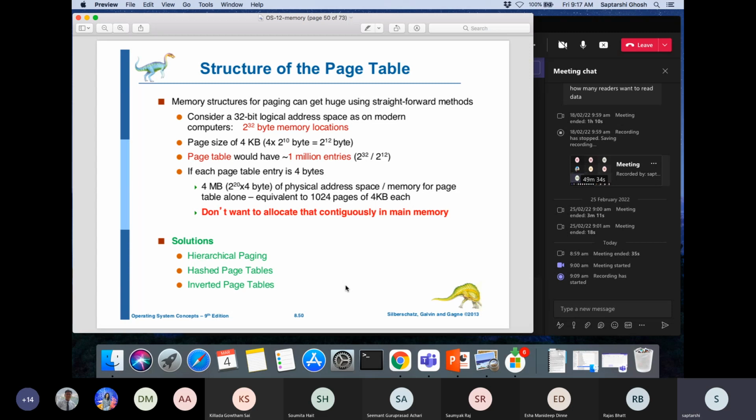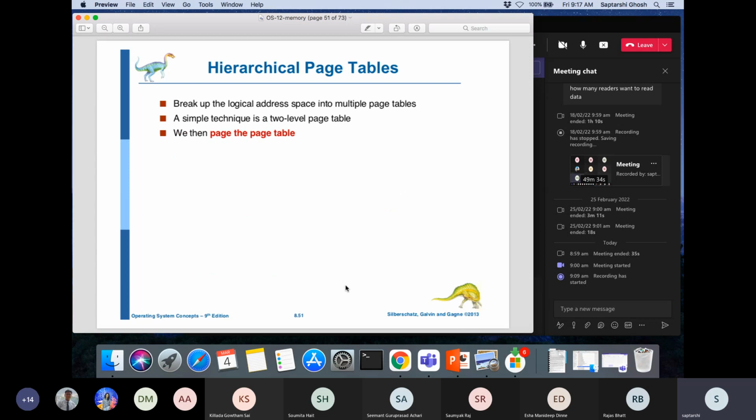So let us start with the first solution, hierarchical page tables. The problem is the page tables have become too large and we do not want to allocate so much memory contiguously for storing page tables. In this method of hierarchical page tables, we break up the logical address space into multiple page tables. And we have a multi-level page table also. Essentially, this is called paging the page table. The term used is POPT, pages of page tables. Let's understand what is happening.